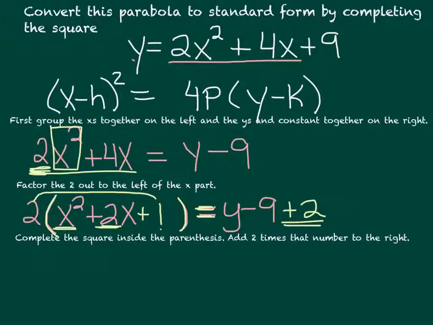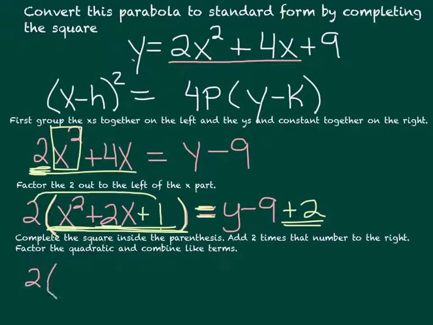It's very important. So then after you do that, you're going to just factor the quadratic part here, just this set of parentheses, and join like terms. I'm going to put the 2, and then x squared plus 2x plus 1 is x plus 1 all squared. Remember that number is just half of b. Equals, and then y minus 9 plus 2 would be y minus 7.